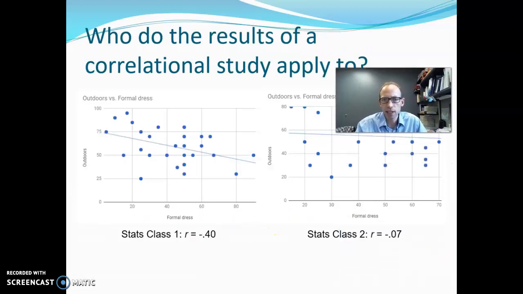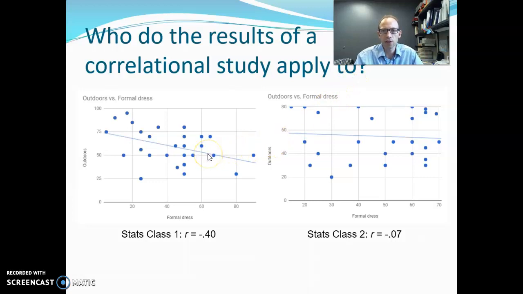When we do a correlation, who do those results apply to? So this is data from 2 different stats classes, and they were curious whether dressing formally, so coming to class dressed formally, was connected with how much time a person spent outdoors. The idea maybe if you're always dressing up, maybe you're not so much a nature-y person. And so we got this negative correlation, and that was some good evidence that, okay, maybe the more people dress formally, the less they like to spend time outdoors. But before we read too much into that connection, we might want to look at a bigger sample or a more random sample.